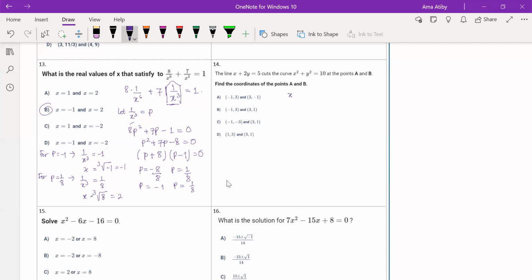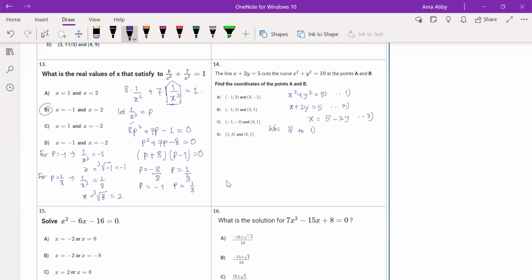Let's say I have x squared plus y squared equals 10. That will be my first equation. And the second one is x plus 2y equals 5, as my second equation. Then I will make x the subject, so it will give me x equals 5 minus 2y. That will be the third equation. So how to do this? I would like to substitute the third equation into the first equation. So in this case, I will get, this one is the substituting, x squared.